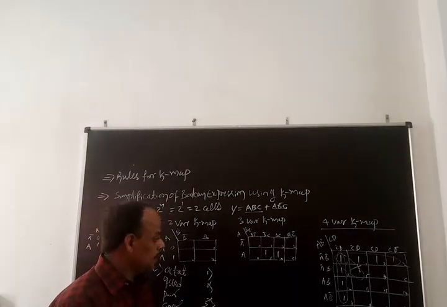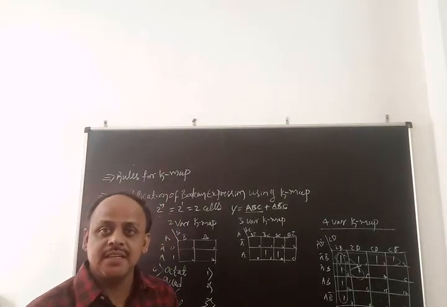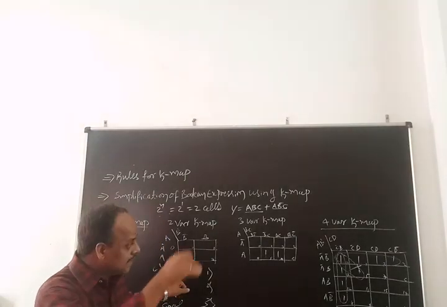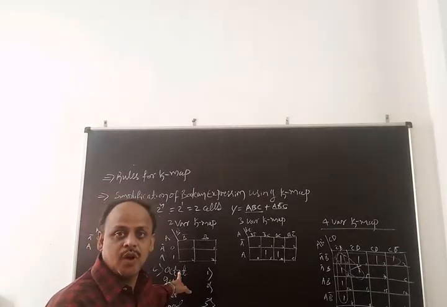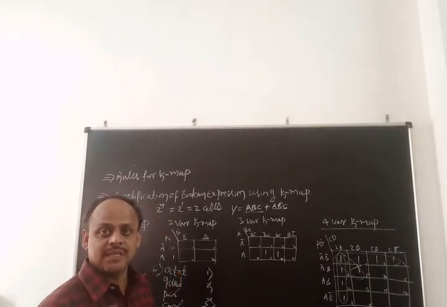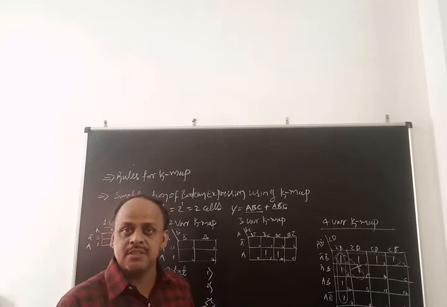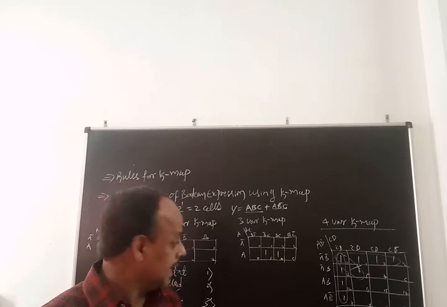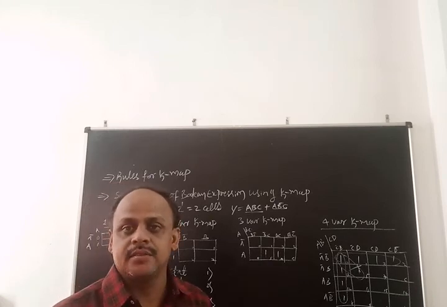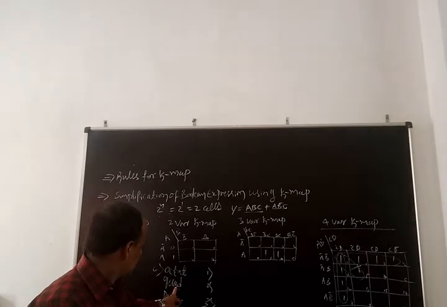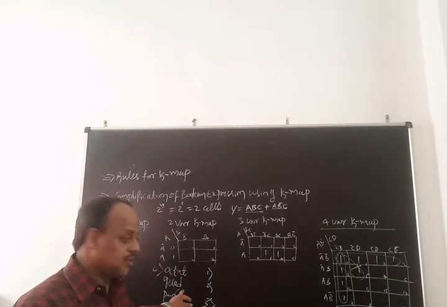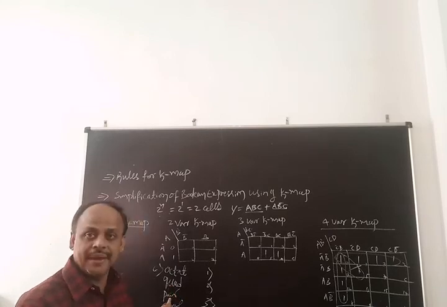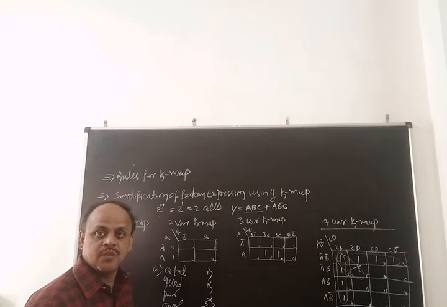It means we have to make groups in such a way that first we give preference to octet. In the table, first we have to observe and give preference to 8 ones. Suppose 8 ones are there, then we have to make an octet group. Octet means a collection of 8 ones. Afterwards we check whether a quad is available, then a pair, and afterwards a single.